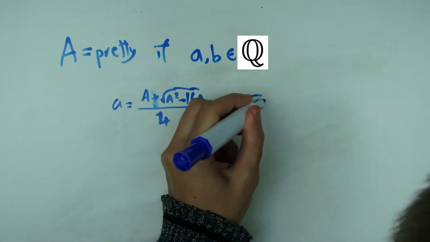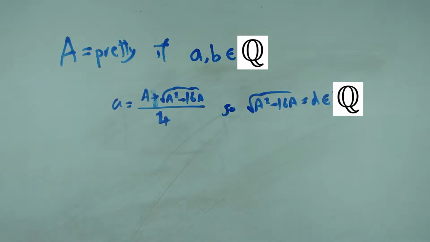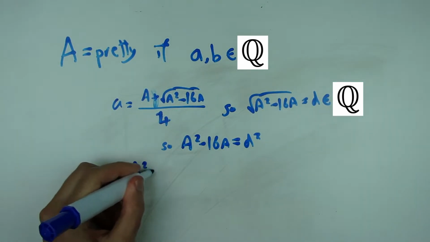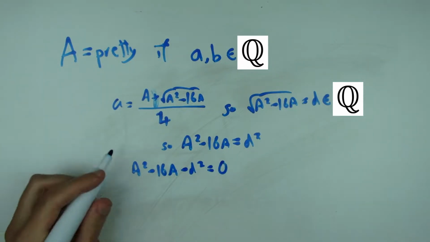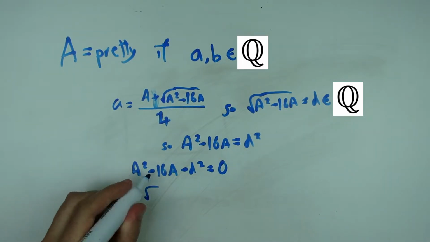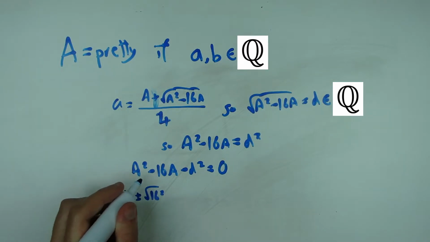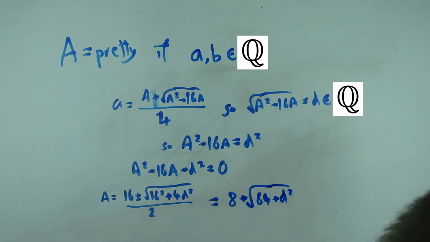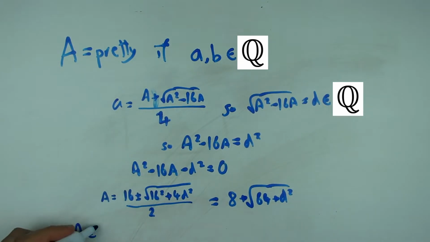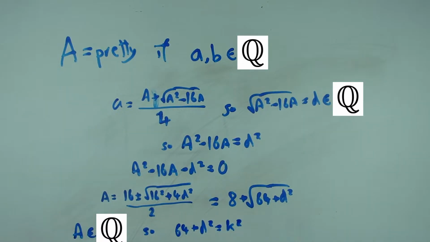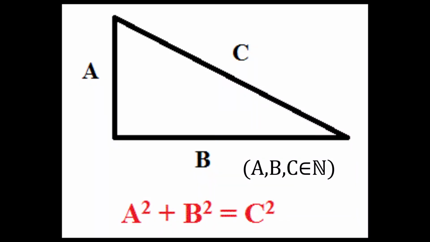For this, the square root of A squared minus 16A must also be a rational number, so let's call that D, making A squared minus 16A equal D squared. We can rearrange this into another quadratic equation, and applying the quadratic formula again, we get the area to be 8 plus the square root of (64 plus D squared). Now that will be a rational number only if 8 squared plus D squared is another rational number squared. So it looks like now we've got to crack open the Pythagorean triples.